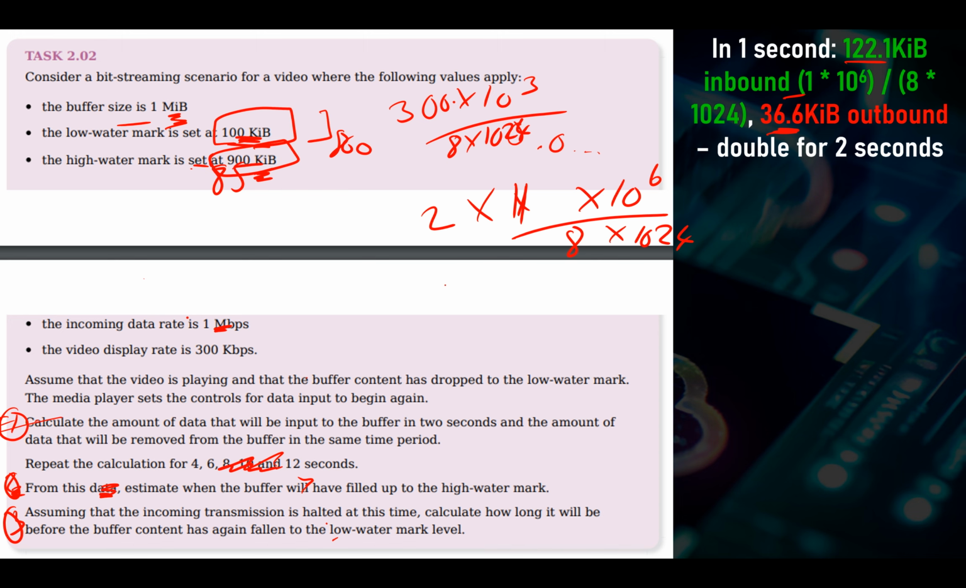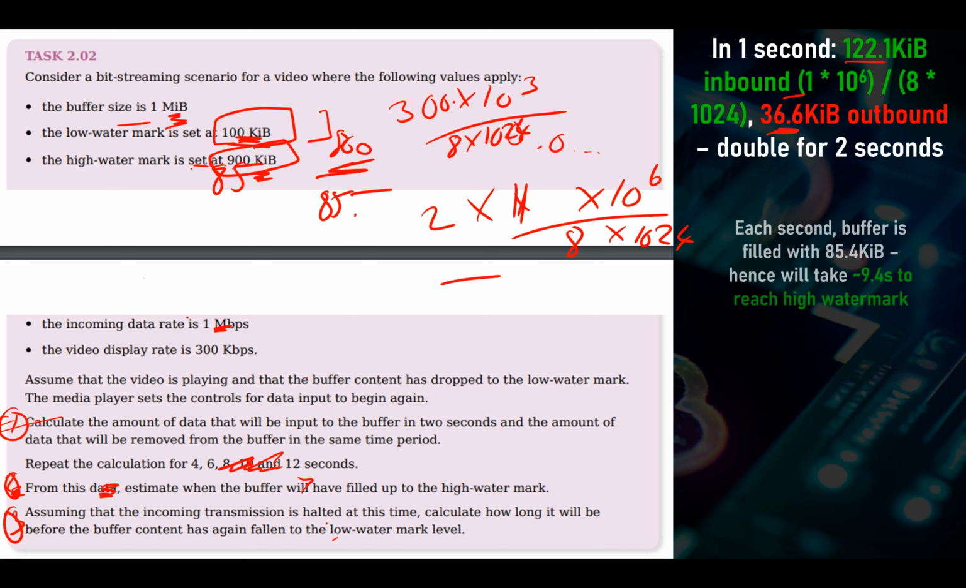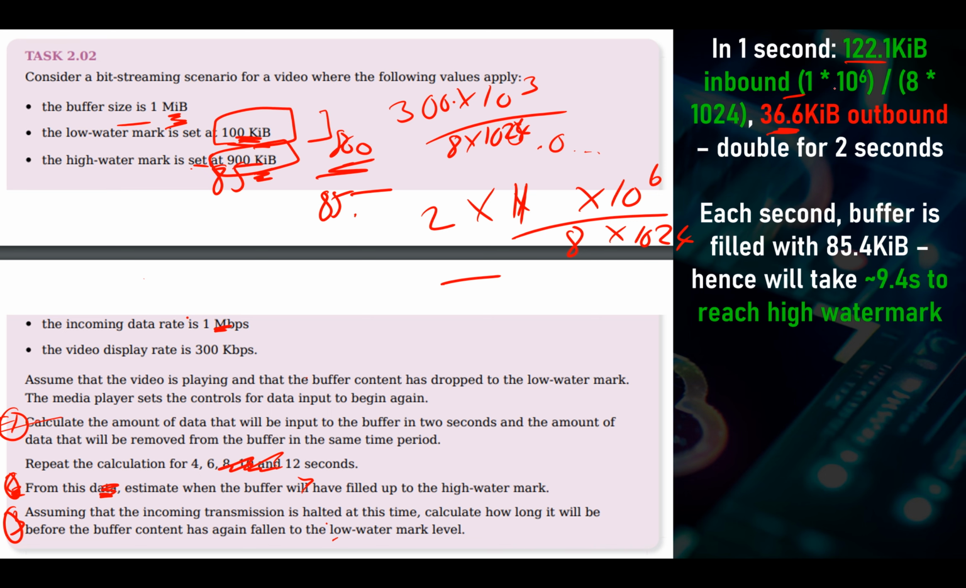So it's going to be 800 divided by this 85 point whatever it is. That's 122.1 minus this, which is going to be 85.4. Here I've done some rounding, but without the rounding it's still 85.4. Then if you do 800 divided by that, that's going to be approximately 9.4 seconds.